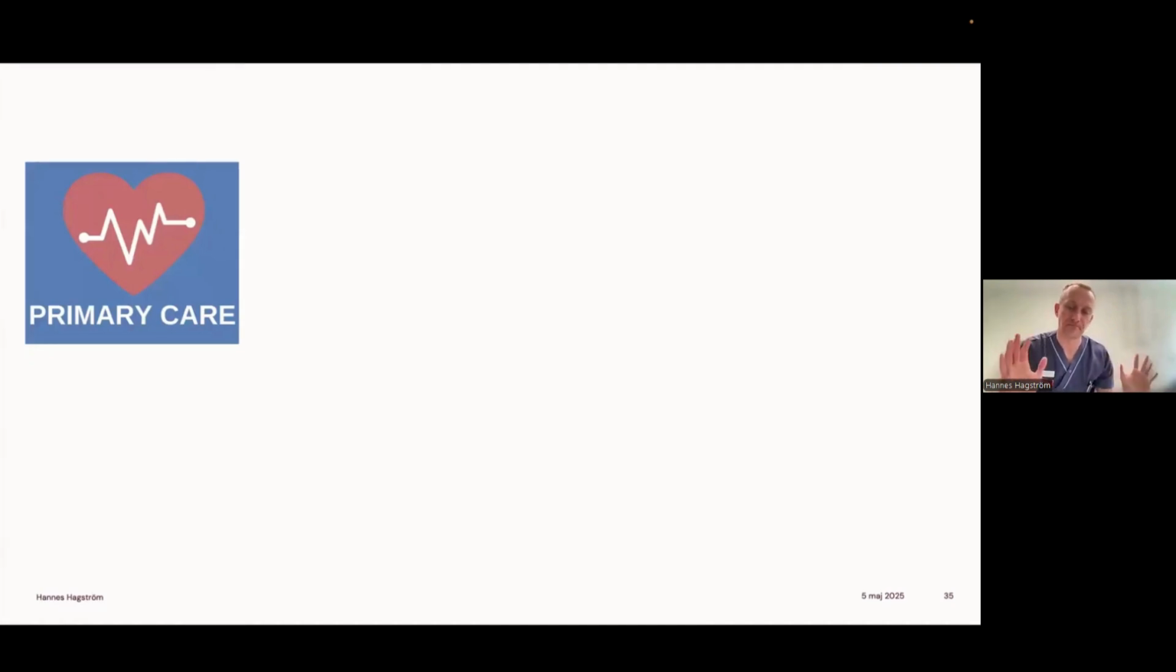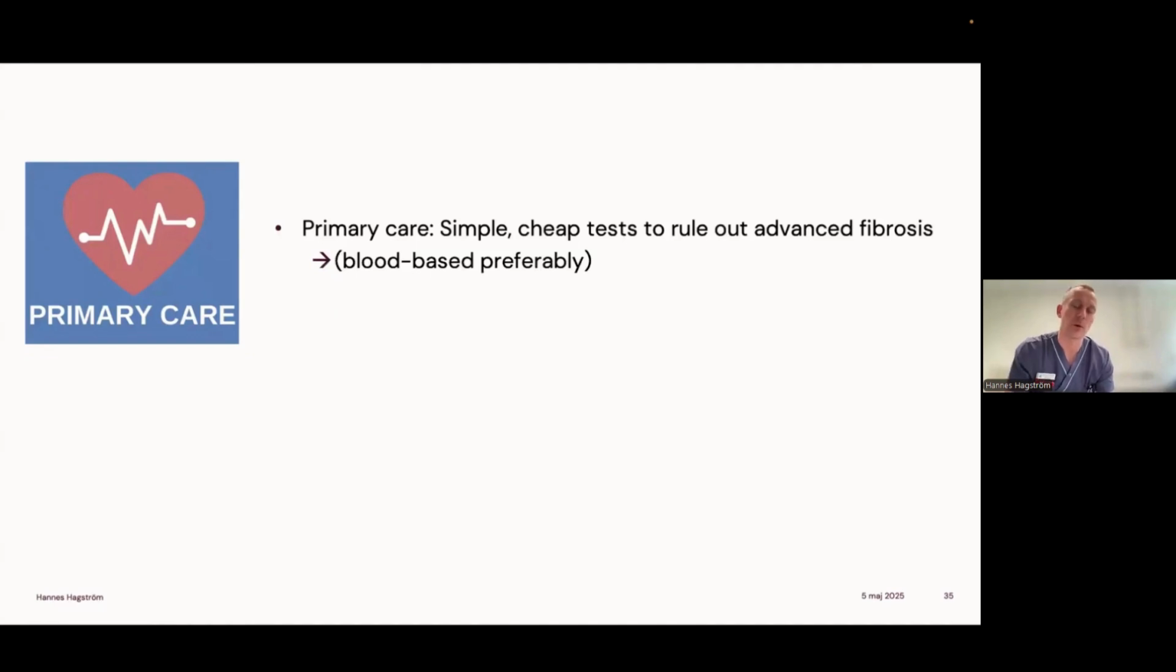So we have our patients. They are usually in primary care. And what do we want in primary care? If we want to risk stratify our patients in primary care, I think what we need is simple and cheap tests to rule out advanced fibrosis. And I do think these probably need to be blood-based because it's going to be difficult in a primary care setting to argue that we should do elastography.